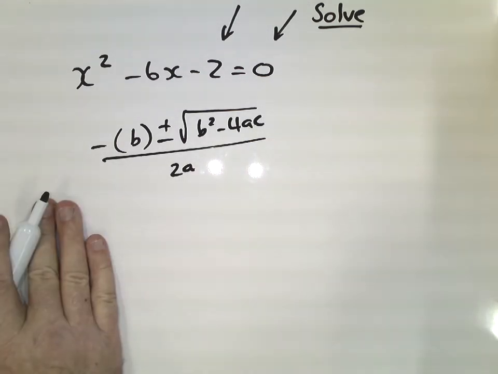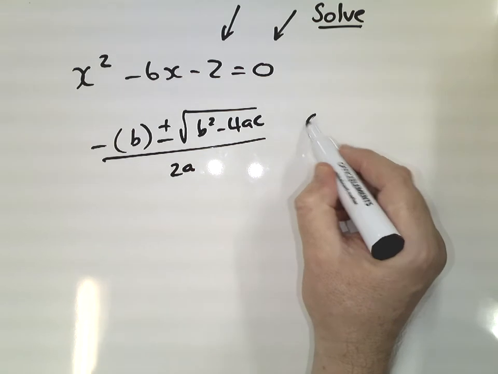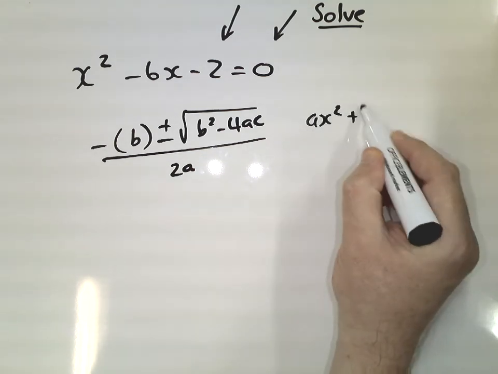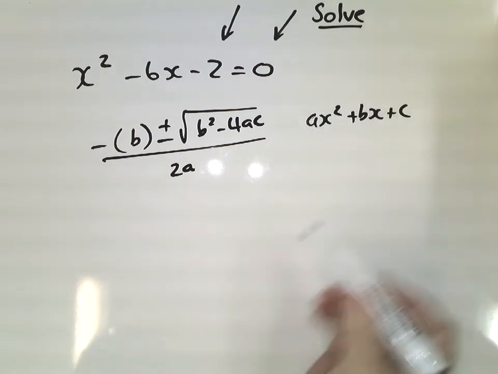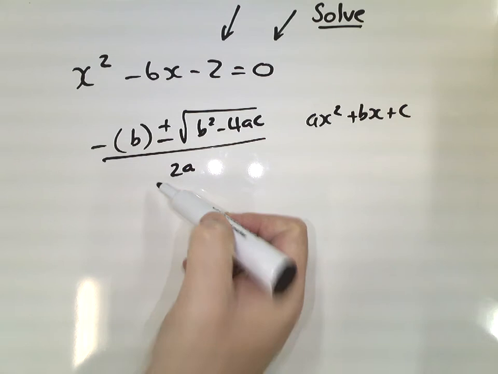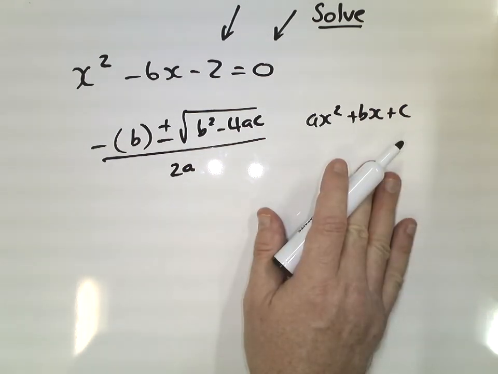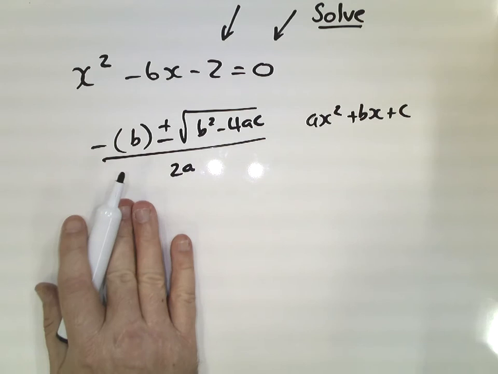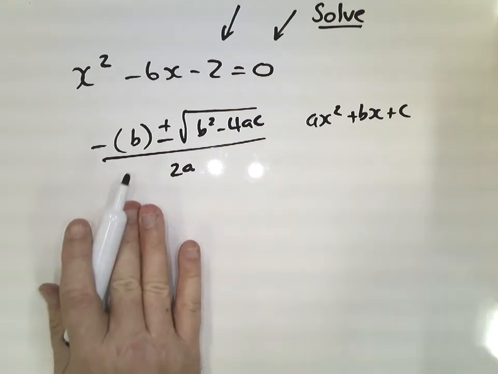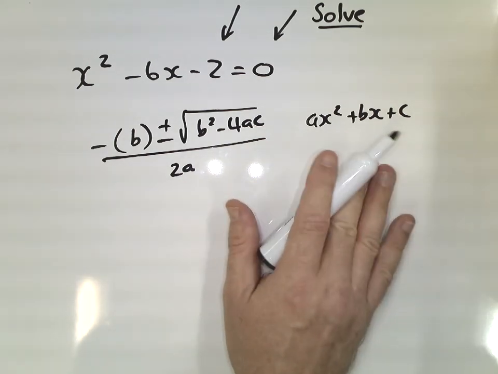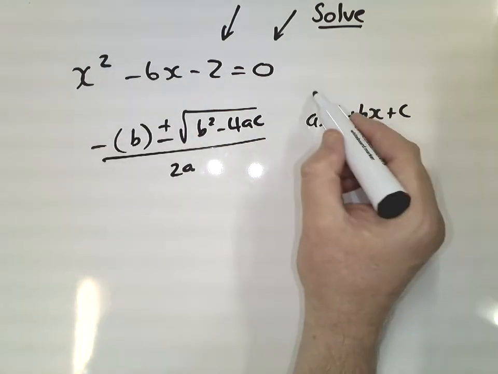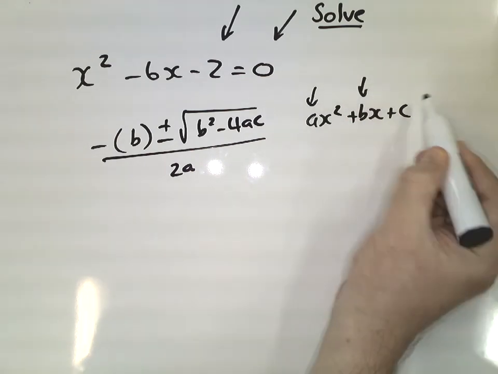Now, where does that come from? Well, basically, if we take the general equation, ax squared plus bx plus c, and we complete the square, this is what we actually end up with. We're not going to go through that. We might do it later, but generally, all we really need to do is realise how to use the formula. From here, we need to find an a, a b, and a c.